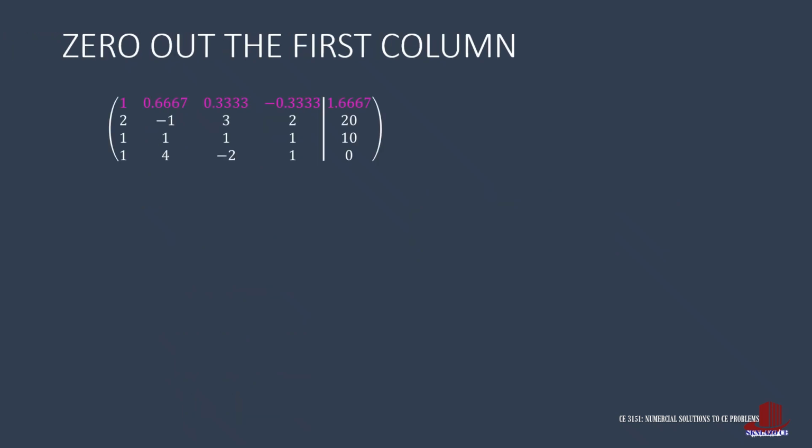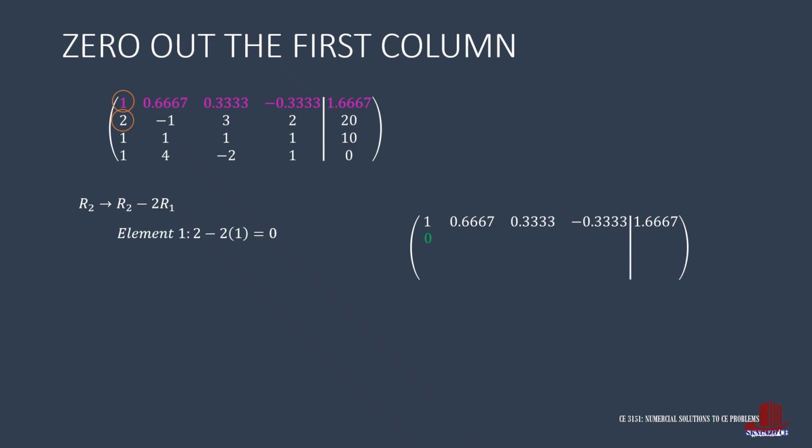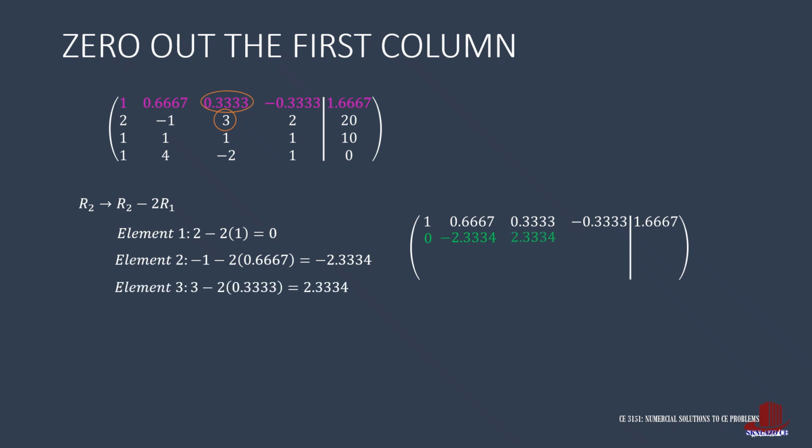Having a pivot element of 1, it would be easier to zero out all the other elements in the column. Starting with the second row, we use R2 less twice of R1, where the first element is 2 less twice of 1, giving 0. The second element is negative 1 minus twice of 0.6667, which becomes negative 2.3334. This is followed by 3 less twice of 1/3, giving 2.3334.